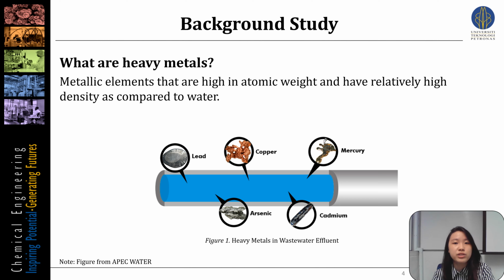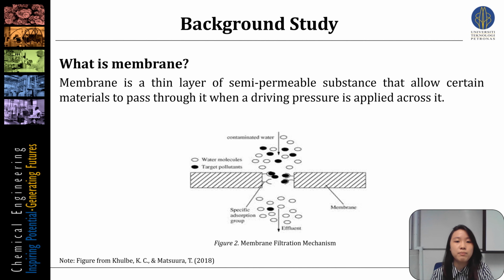There are several conventional methods on removing heavy metals from water bodies, namely the ion exchange method, chemical precipitation, and coagulation method. Apart from conventional methods, membrane filtration is also widely developed to be used in heavy metal removal process.